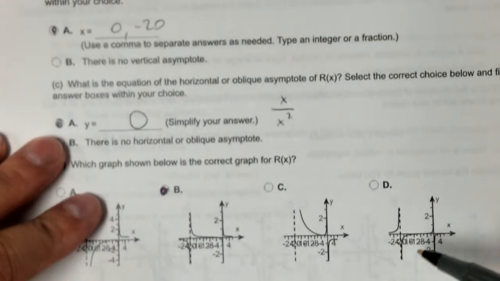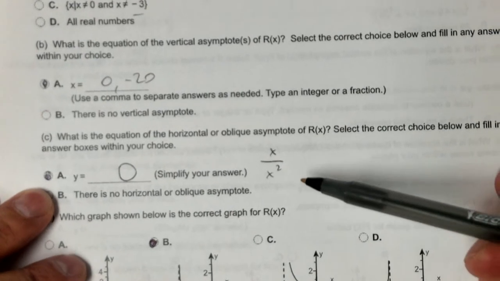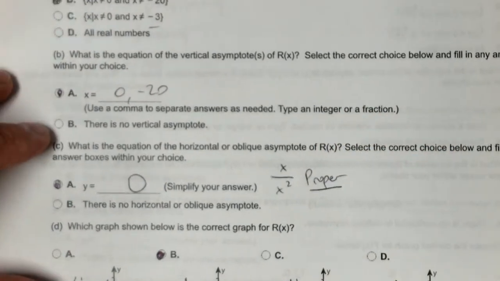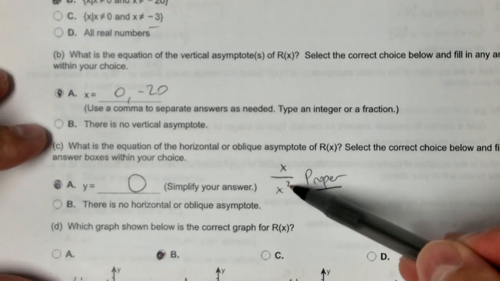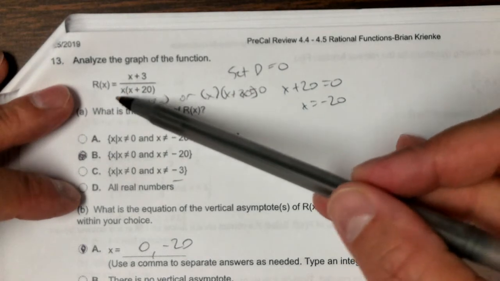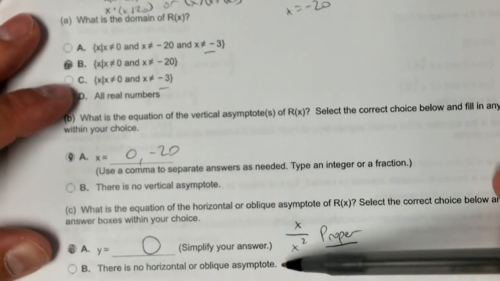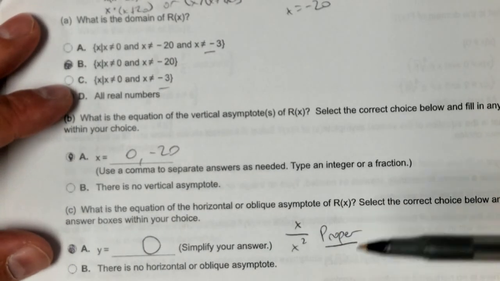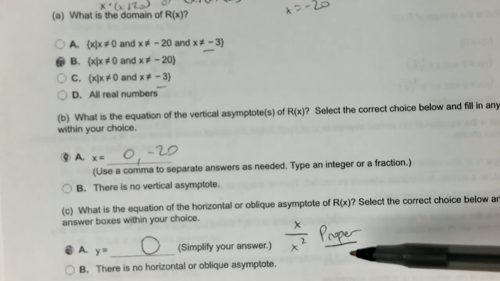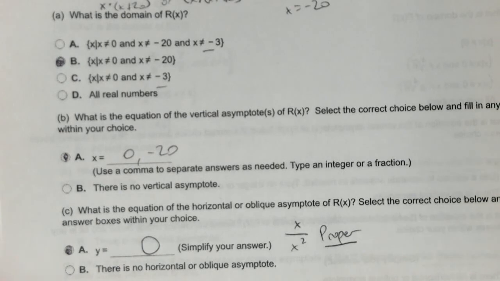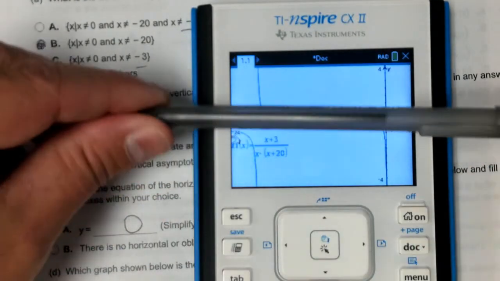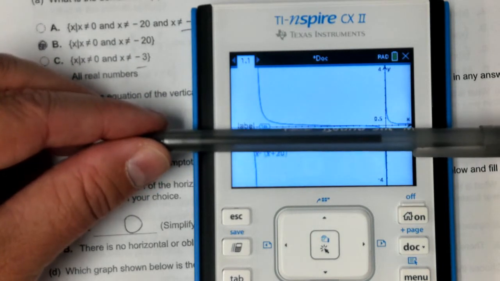Okay, so the horizontal is easy if you know that the denominator's degree is greater. And if it's x times x, then that's why it's x squared. So that's proper and should be 0. So anytime the denominator's degree is bigger than the numerator's, it's 0. Right. And you can also check that on the graph where it's like that.